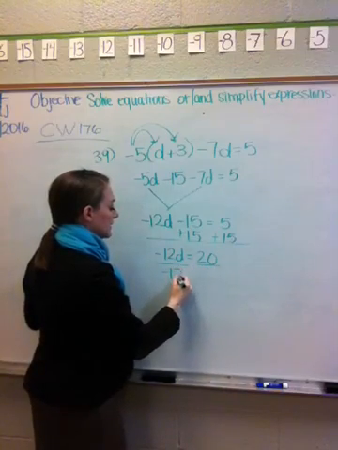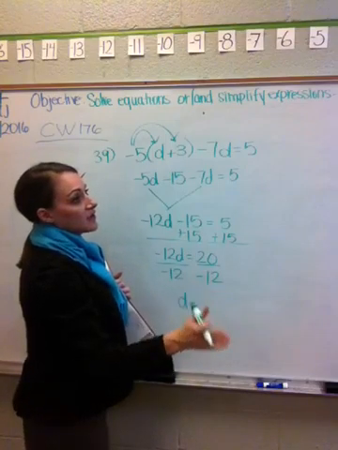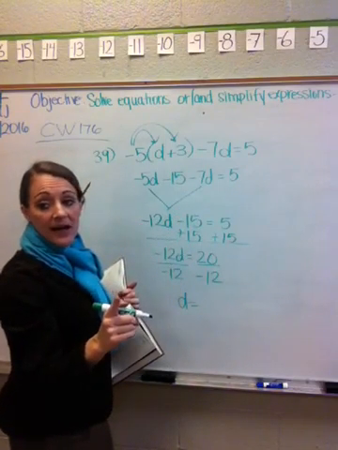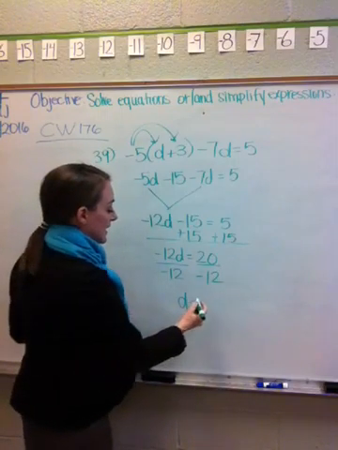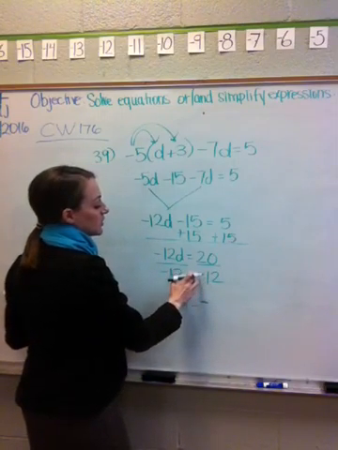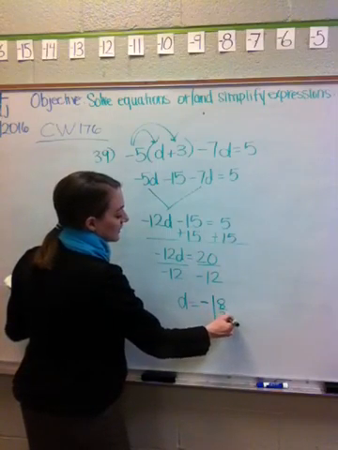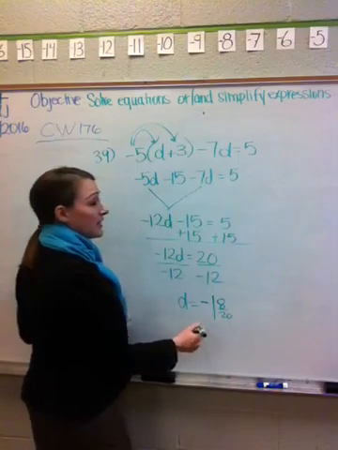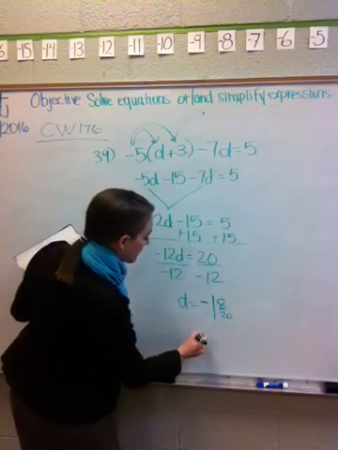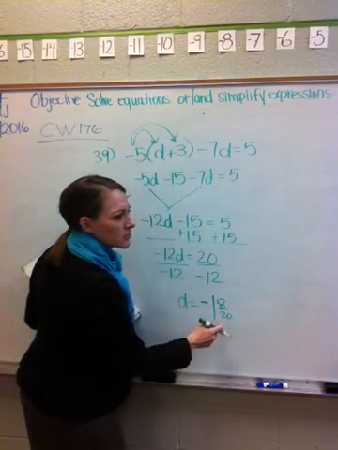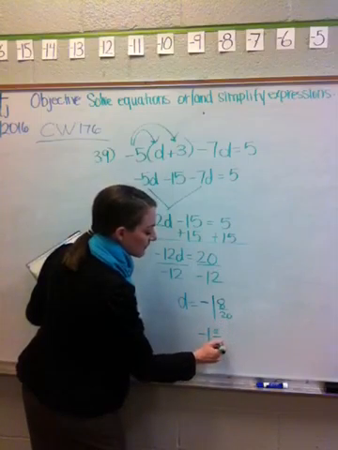Divide both sides by negative 12. D is equal to 12 goes into 20. Well, hang on. First of all, I asked myself, is my answer going to be positive or negative? Negative. My answer is going to be negative. 12 goes into 20 one time with 8 left over. So 8 over 20, what do I have? Divide by 4, divide by 4. 4 goes into 8 2 times, 4 goes into 20, 5 times.